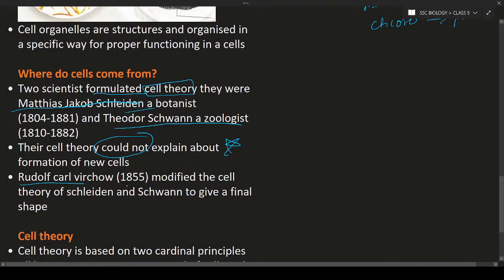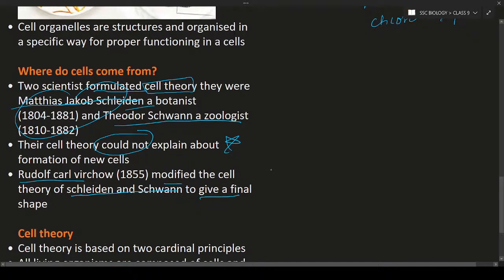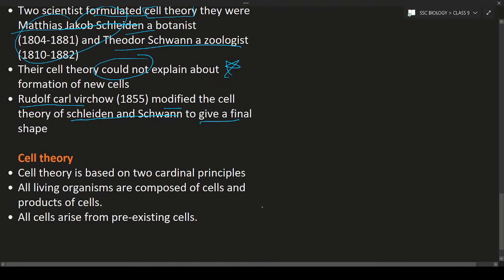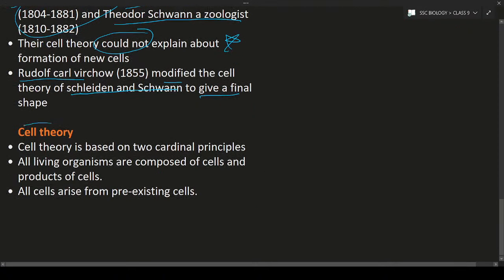He belongs to 1885. In 1885, he modified the cell theory of these two scientists, Matthias Schleiden and also Theodor Schwann. So he modified the theory of these two scientists, and he gave the final conclusion and final shape to the theory. Now the cell theory is perfect. And this is the cell theory.